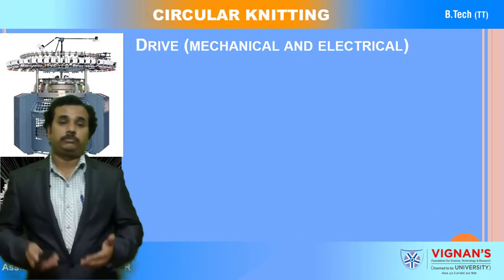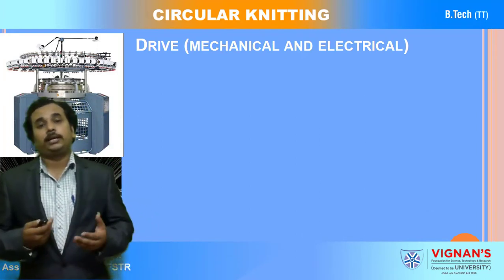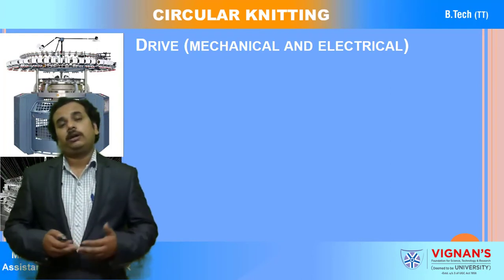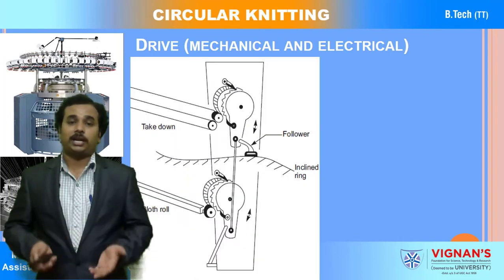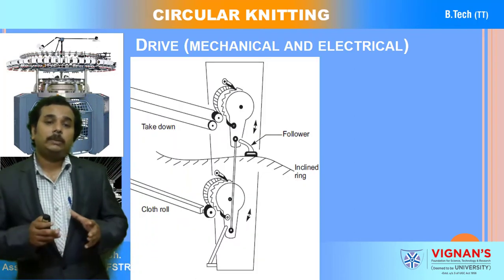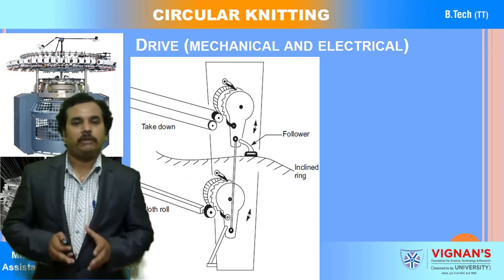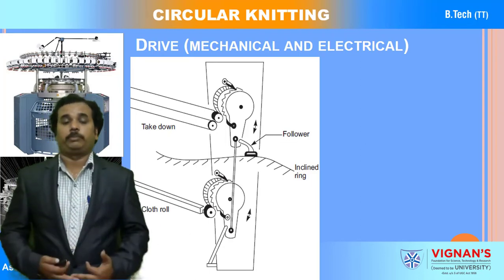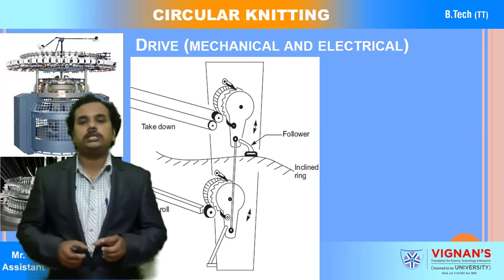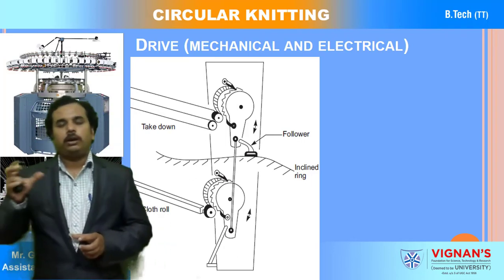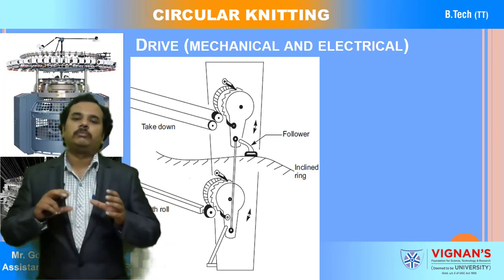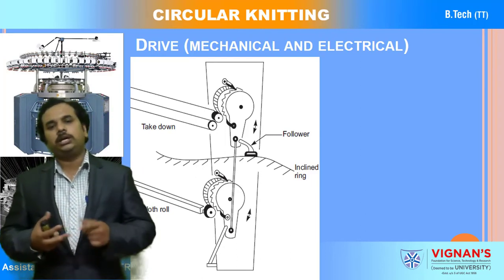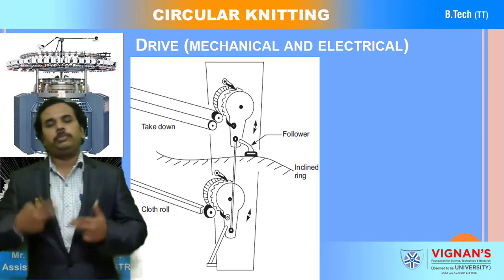Now the final one is drive. What are the drives which we are using in circular knitting machines? Drives are generally classified into mechanical as well as electrical. You can observe here the mechanical type of driving mechanism for the takedown and the fabric takeout, fabric wind up roller. You can see here there are wheels present in the machine frame, and these are connected to the takedown rollers and the cloth wind up rollers. So these two should be synchronous.